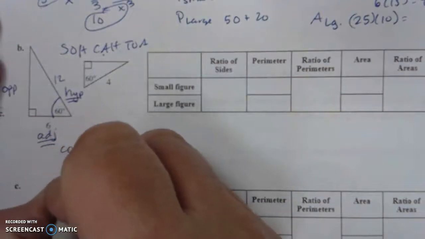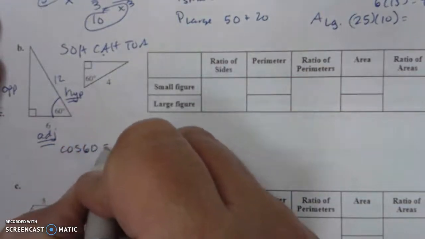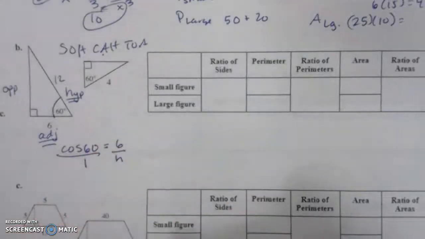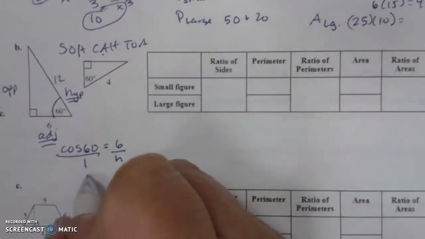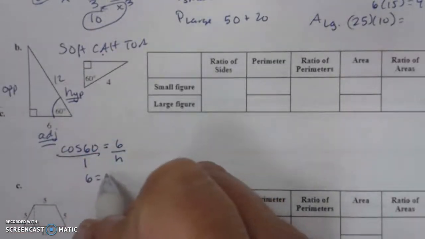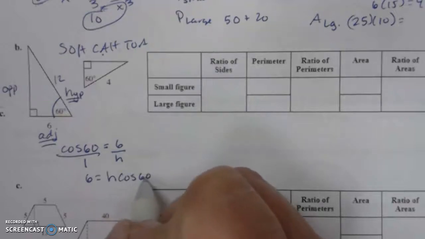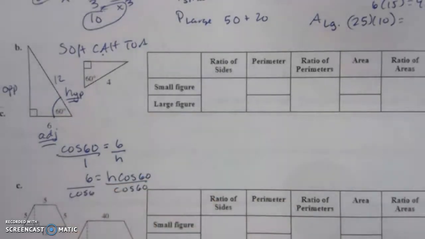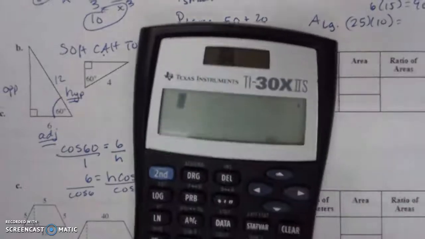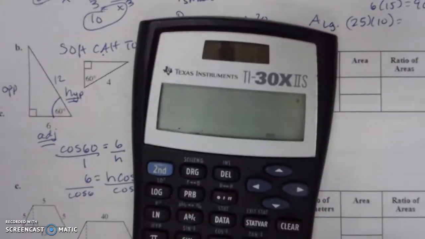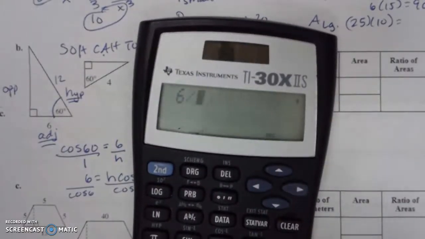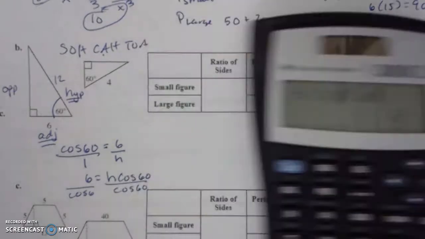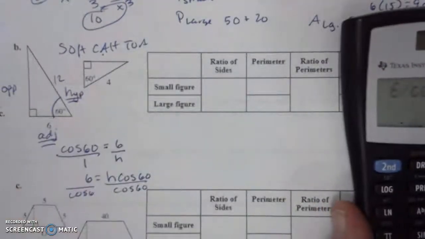So I have cosine of 60 degrees equals adjacent over hypotenuse. Set this up over 1 and let's do cross products. 6 equals h times cosine of 60. Divide both sides by cosine of 60. So I'm going to take my calculator, or you can go to Desmos. Desmos is probably easier. 6 divided by cosine of 60, and that gives me 12. My answer is 12, so I wrote a 12 in there.